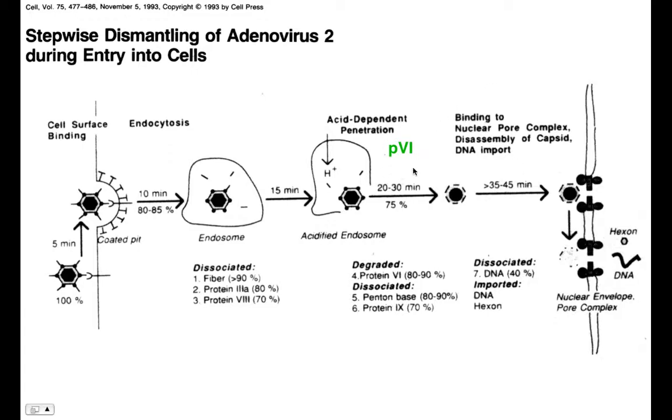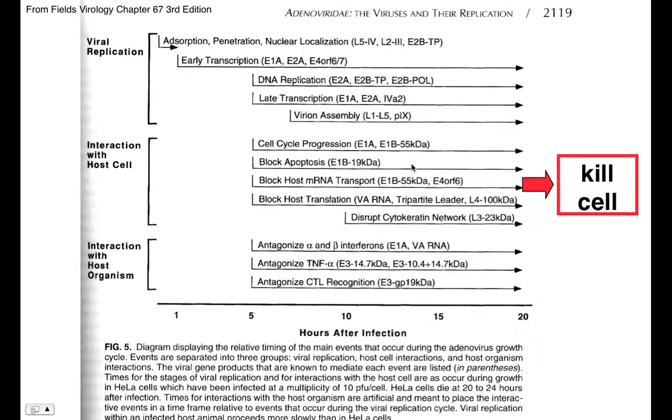The important protein for this opening of this endosome during acidification is protein 6. I said fiber protein because the simplistic way to think about it is fiber protein gets ejected, that causes a breakdown that then releases protein 6.